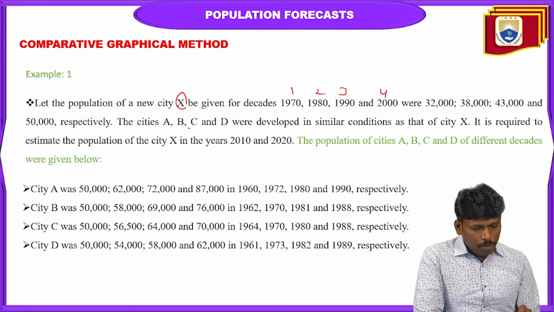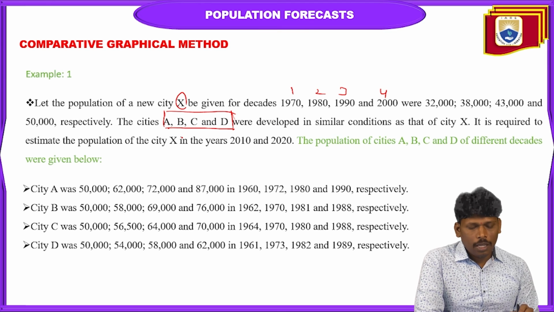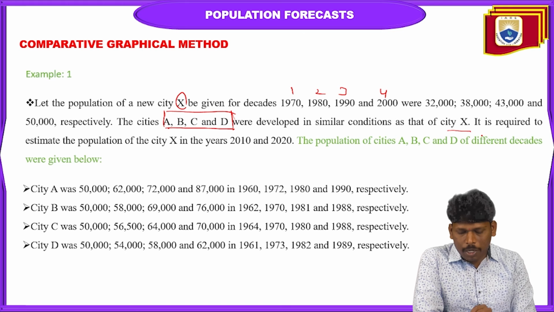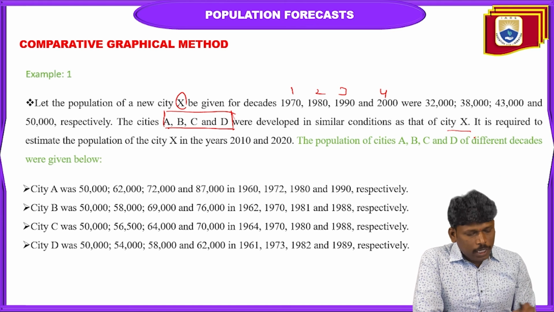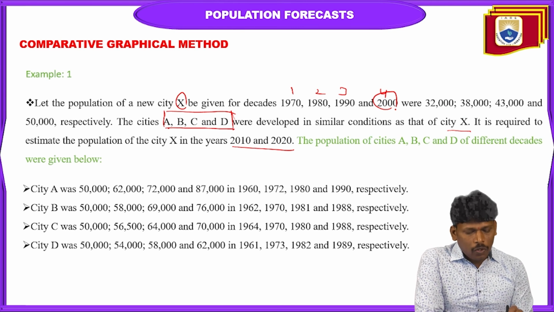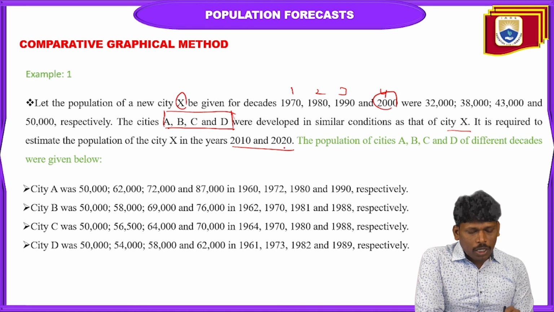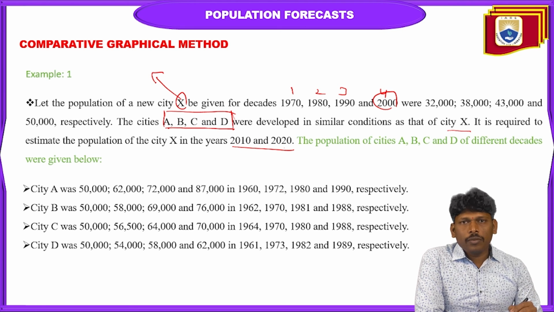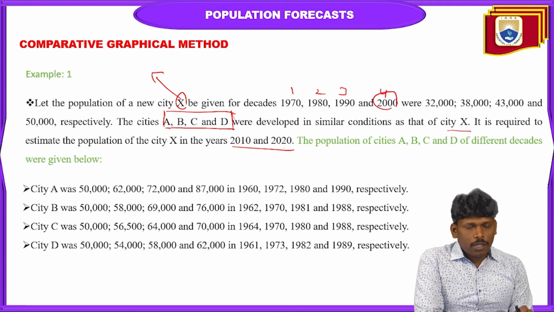Then the cities A, B, C, D were developed in similar conditions. This is some reference data, cities called A, B, C, D, which developed in similar conditions. Now we need to consider these as an example to estimate the population of city X. It is required to estimate the population of city X in the years 2010 and 2020. We need to estimate the population because here we have population only till 2000. We don't have any previous data related to city X, just the previous population data for cities A, B, C, D.